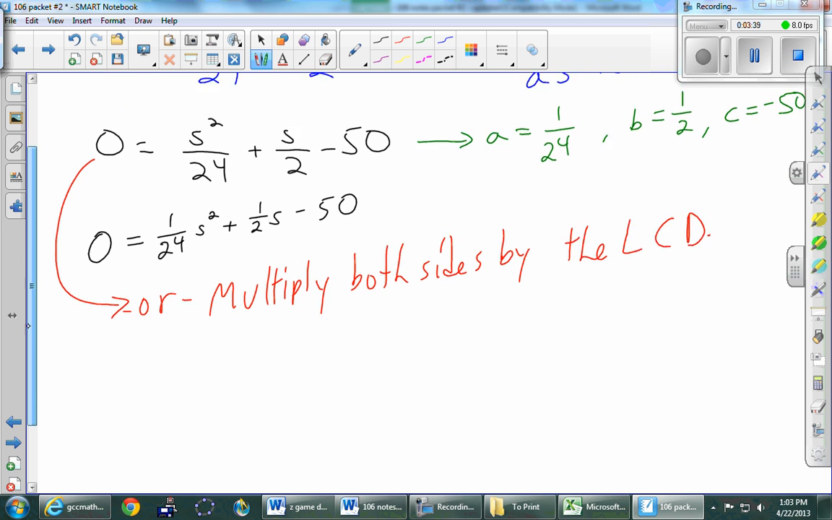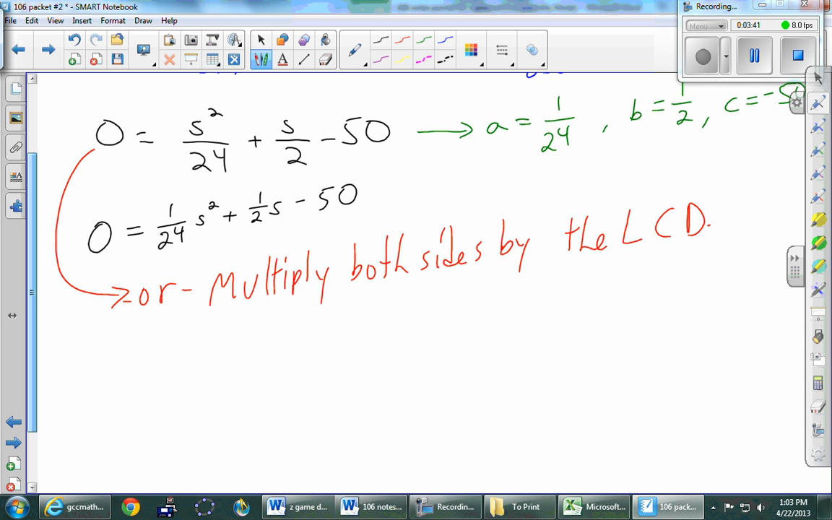So I'm going to copy that top black equation. 0 equals s squared over 24. I'm going to leave a little space in front of each of these guys. Minus s over 2 minus 50.